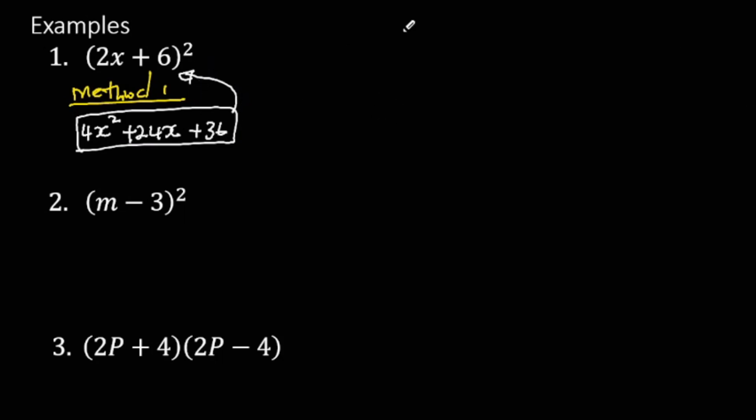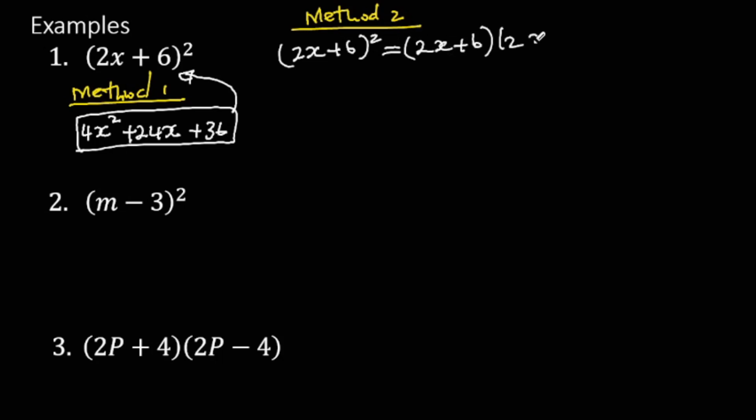So let's look at the normal method. I'm going to call it method 2 to prove if this is true. We know that (2x plus 6) squared simply means (2x plus 6) multiplied by (2x plus 6). To expand this bracket, you're going to take the elements of the first bracket and multiply by the entire second bracket, each at a time. So we'll have 2x into bracket 2x plus 6.